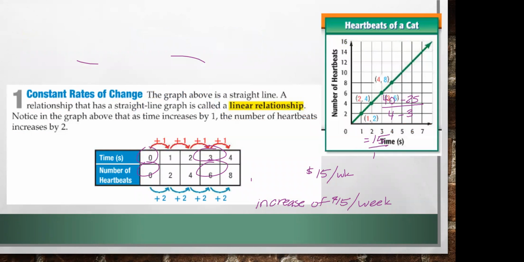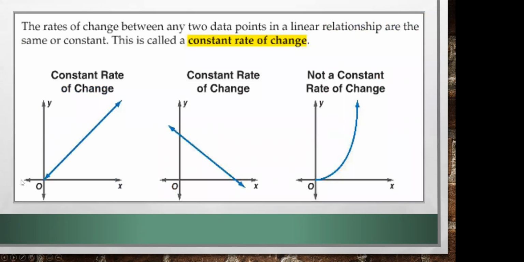Then it talks about constant rates of change. It has a graph here, and it has a straight line, and a relationship that has a straight line is called a linear relationship. The time is increasing by 1, and the number of heartbeats is increasing by 2. So make sure if you're given a graph and you're asked for the rate of change, you're looking at the intervals. It's not always going up by 1. It could be going up by 2, 5, 10, 100, 1,000, a million. It just depends on the graph, so make sure you pay extra close attention.